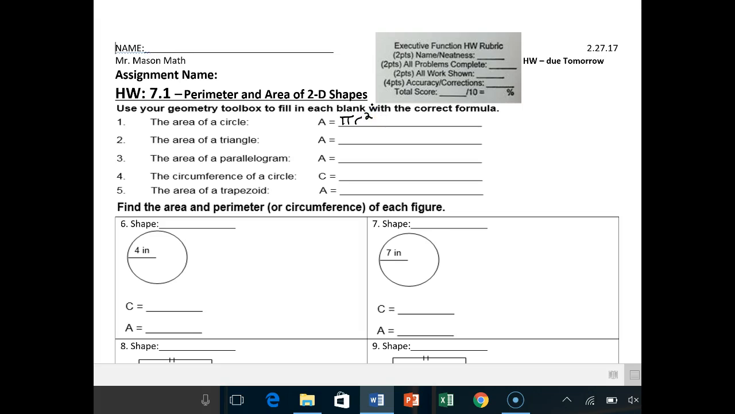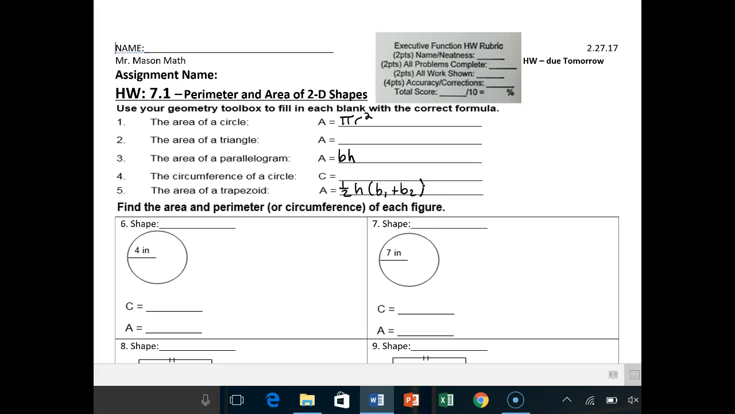Number 3, the area of a parallelogram. I look for parallelogram, I find it. It's base times height. And number 5, the area of a trapezoid. You can write down 3 different ways to write down the same formula, but I personally like the area is equal to 1/2 the height times base 1 plus base 2.